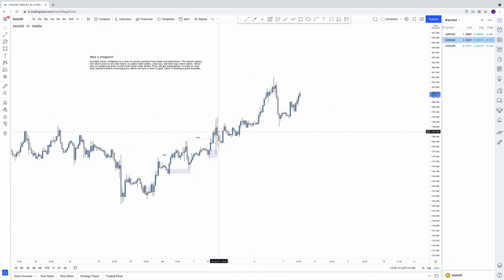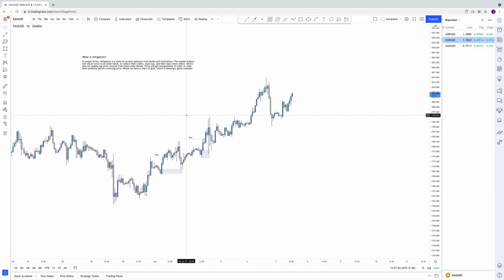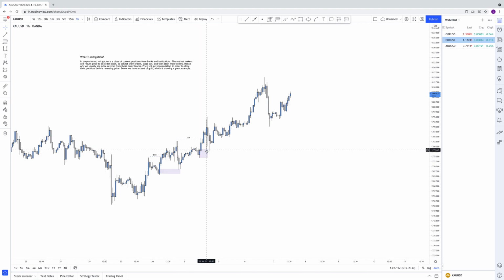Okay, so it's just textbook, and this is basically how the markets need to move. So this is just the market makers manipulating price, closing out previous positions, mitigation, any imbalance that was left, which is important to some degree, but imbalance isn't always needed.